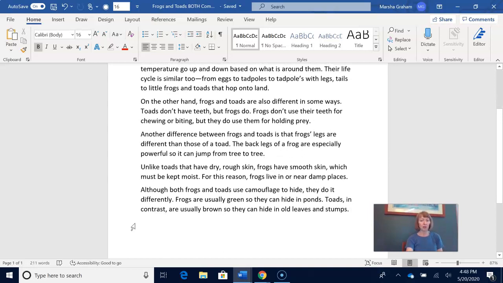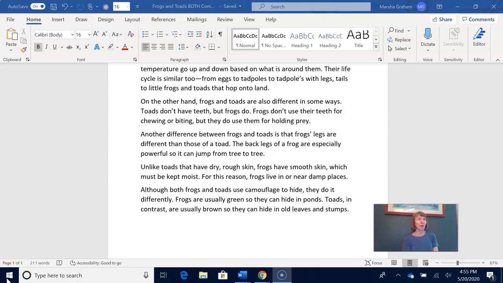Although frogs and toads use camouflage to hide, they do it differently. Frogs are usually green, so they can hide in ponds. Toads, in contrast, are usually brown, so they can hide in old leaves and stumps.